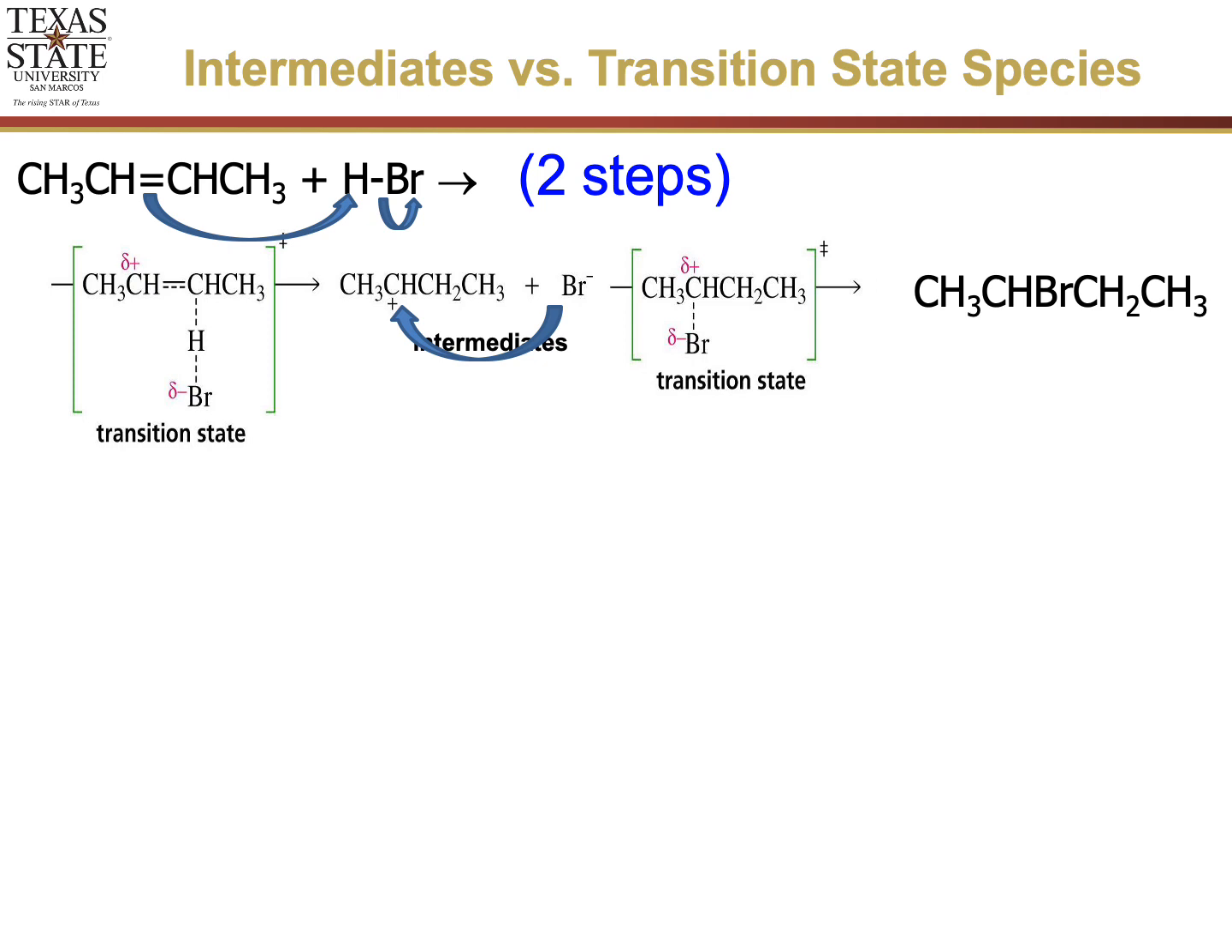Now that bromine has a negative charge and there's a positive charge on the carbon, the bromine acts as the nucleophile to take those electrons and add them as a new bond to that carbon, giving us our final product, which is the addition product of hydrogen bromide across the alkene double bond.